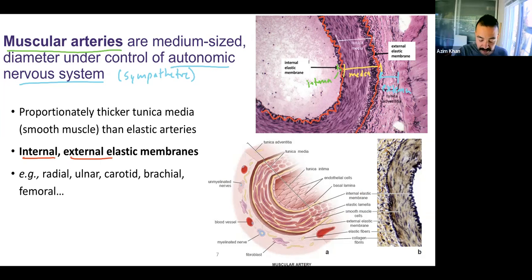I've listed some examples of muscular arteries. Basically, every other artery that we name is going to be a muscular artery. Just major arteries leading to your head, to your arms, to your legs. So use this as a reference later, but most of the arteries that we name are going to be muscular arteries.